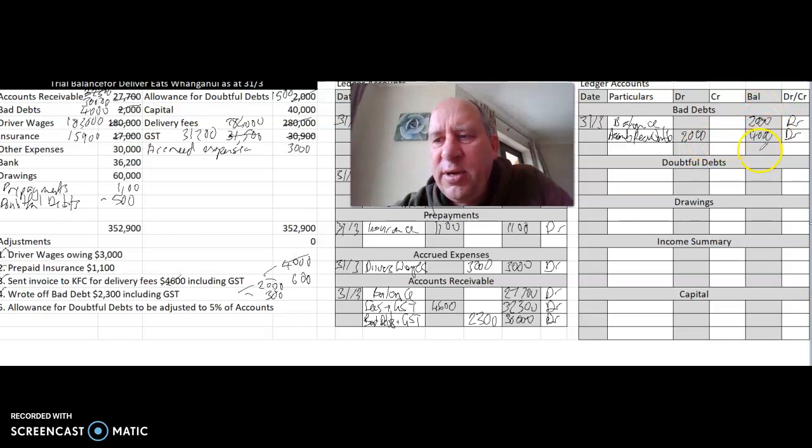Because it's an expense, where do we close it to? Good. And we get rid of the whole 4,000 there. Good job. Doubtful debts is a bit different because doubtful debts, firstly, it wasn't pre-printed, so there's no balance. Secondly, it's a negative figure. So it's a little bit tricky.